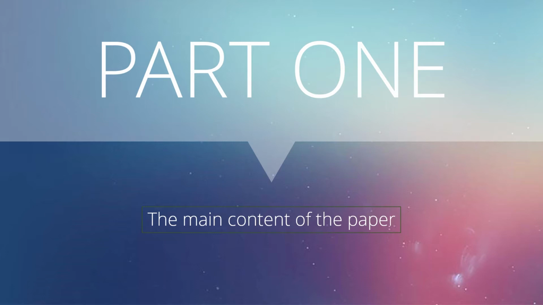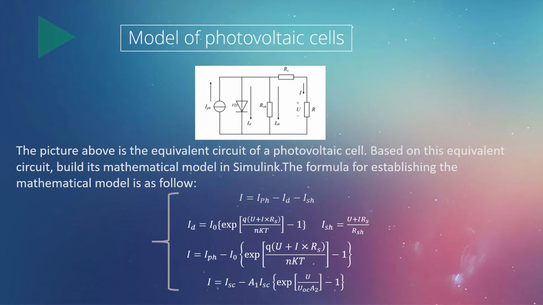The first part mainly introduces the main content of the paper. The picture above is the equivalent circuit of the photovoltaic cell. Based on this equivalent circuit, build its mathematical model in Simulink. The formula for establishing the mathematical model is as follows.